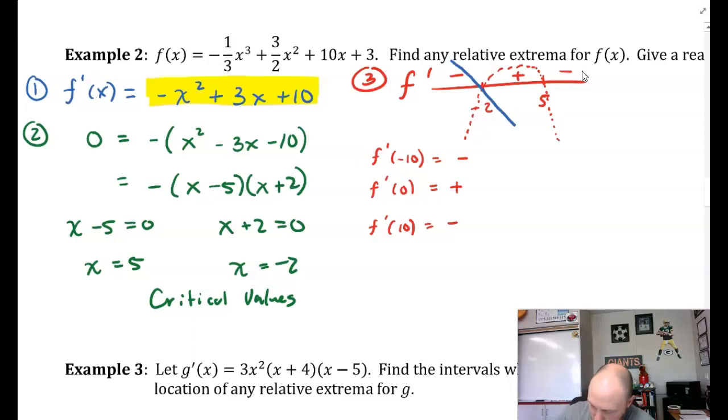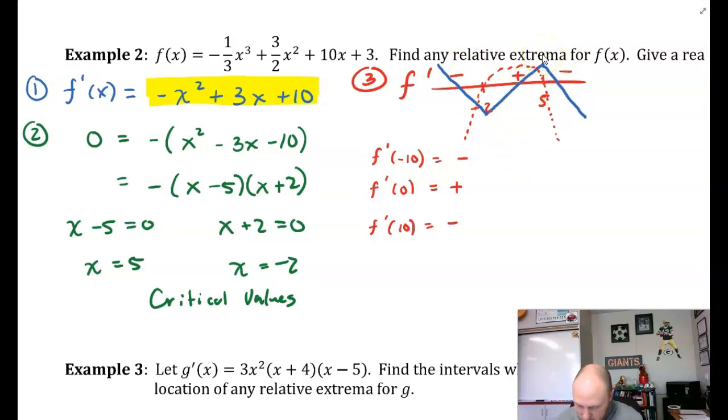Then it starts, well, actually, let me go back. Here we go. It's decreasing, then it's increasing, and then it's decreasing again. Drawing this little picture over the top of your sign chart can really help you visualize where my function is decreasing, where it is increasing, as well as the extrema here, okay? So they say, go ahead, find the extrema.